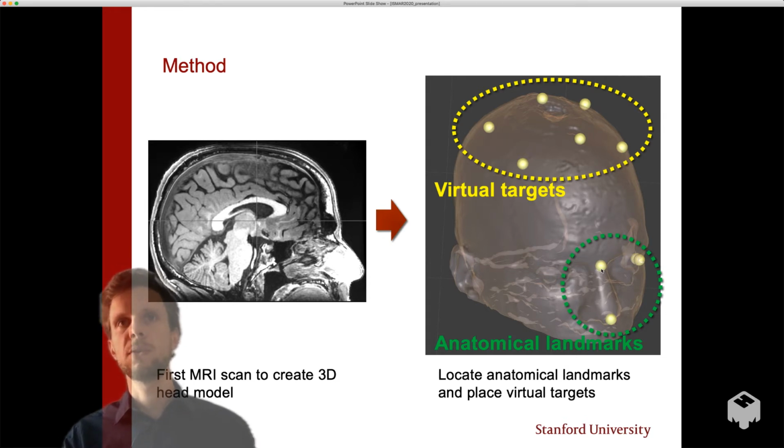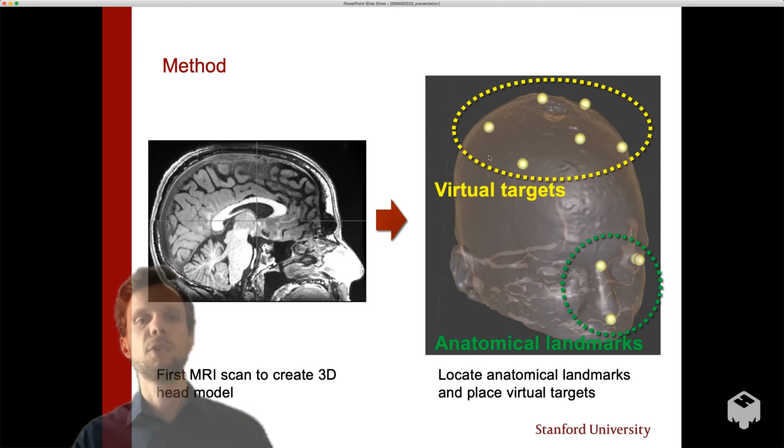The positions that we used for our experiments were specifically the nasion, the nose tip, left side of the left eye, and the left tragus. We furthermore place 6 virtual targets at arbitrary locations onto the subject's head.